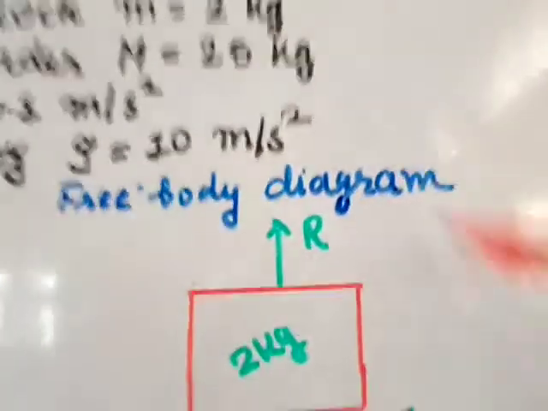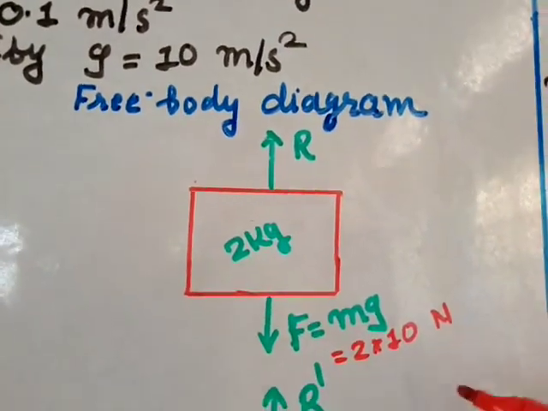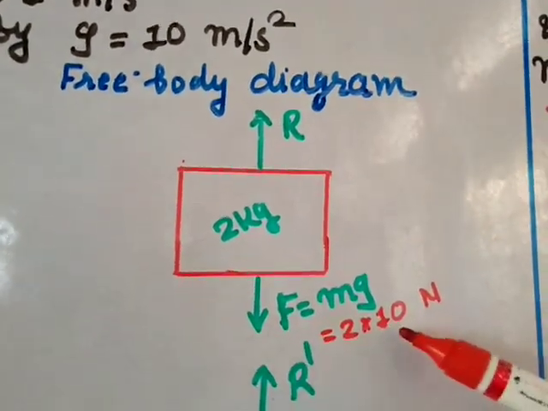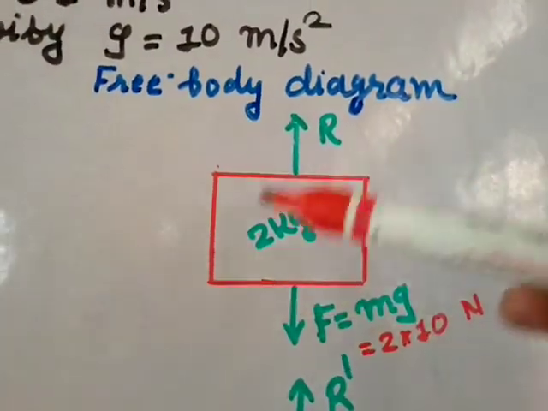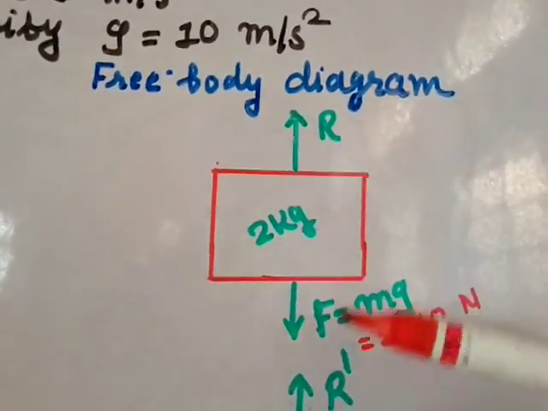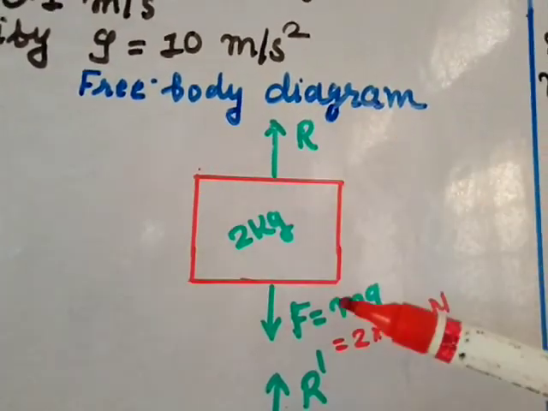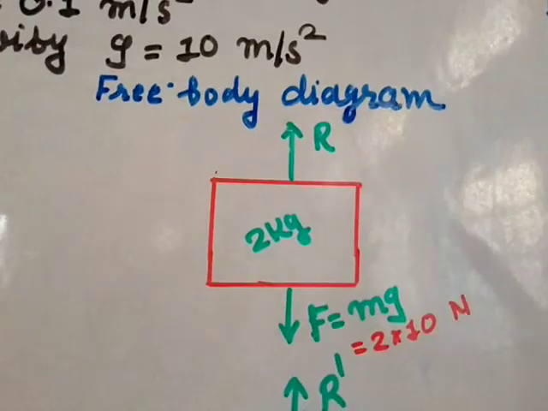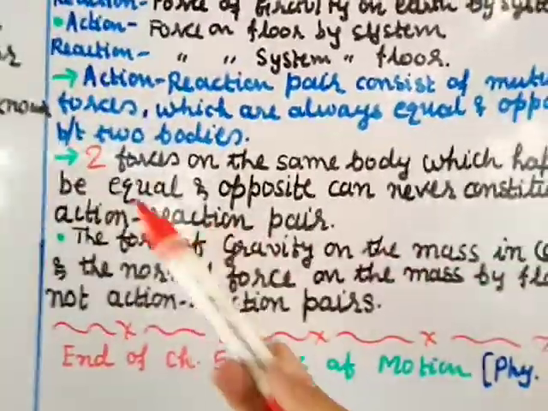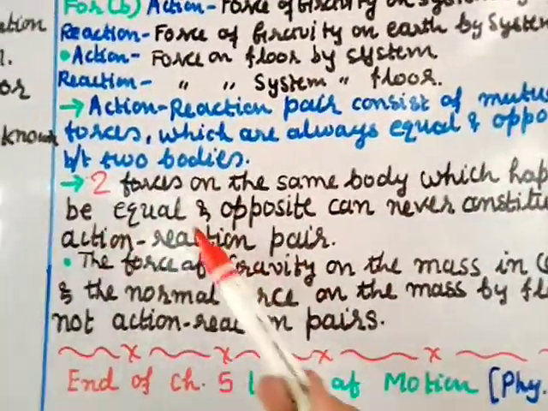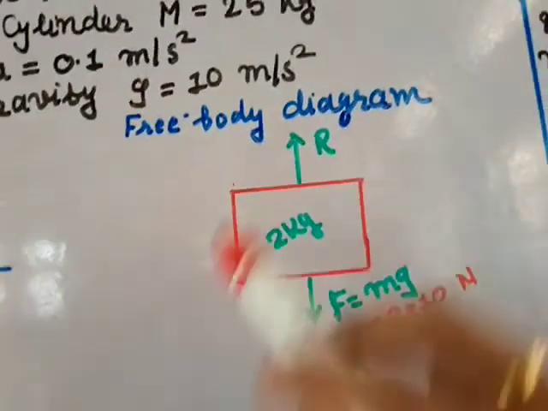Why? You can look here. In the first situation, the reaction R and the gravitational force are equal, because R equals 20 and F also is 20, right? So they are equal and opposite, one upward, one downward, but they are acting on the same body. Therefore we cannot say that this R is the action to the gravitational force F. They are equal and opposite, but they are not action reaction because they are two different forces acting on the same body. So that is what the statement says: two forces on the same body which happen to be equal and opposite can never constitute action reaction pairs. You can understand that from this example.